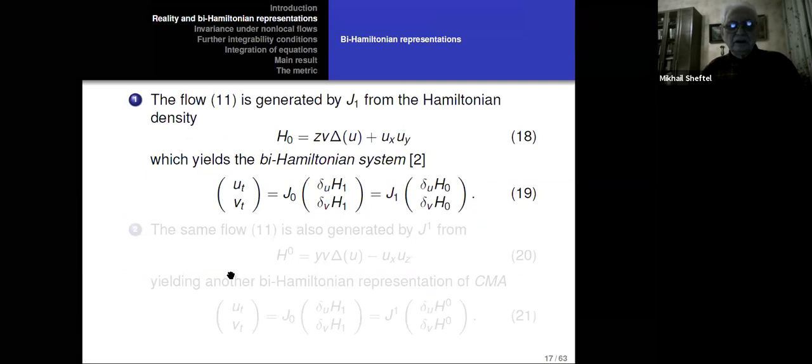Now, the flow, our original flow, can be generated not only by J1 from the Hamiltonian density H0, but also by J0 acting on H1, but also by H1 acting on H0. And this is a bi-Hamiltonian representation, which is the definition of a Hamiltonian integrable system given by Magri.